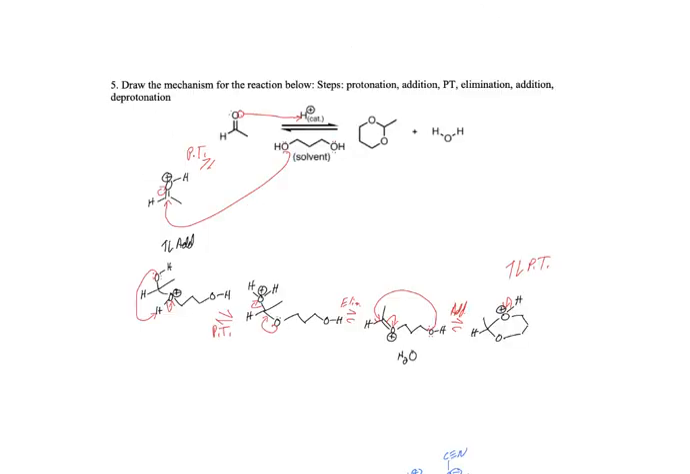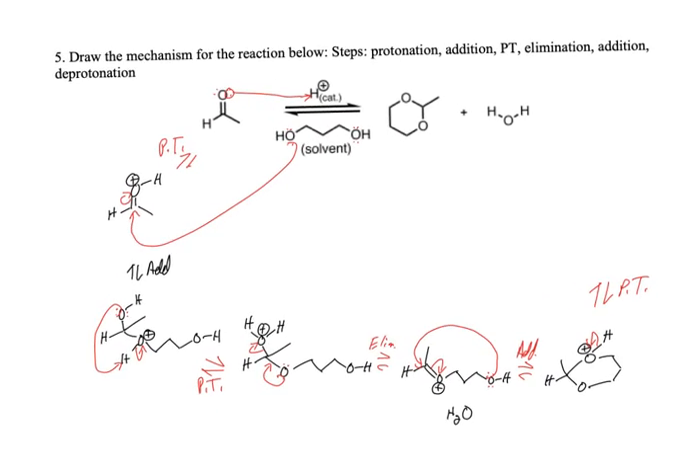So for this one, draw the mechanism for the reaction, give me the steps: protonation, PT, addition, PT, elimination, addition, deprotonation for PT. So the first step, even if you didn't have the steps, hopefully you see H+, you always protonate, right? And in all these reactions, these aldehydes, the carbons of the carbonyl are the electrophiles. Protonation, solvent is in excess, right? So that's going to be more likely to react because there's just a lot of it around.